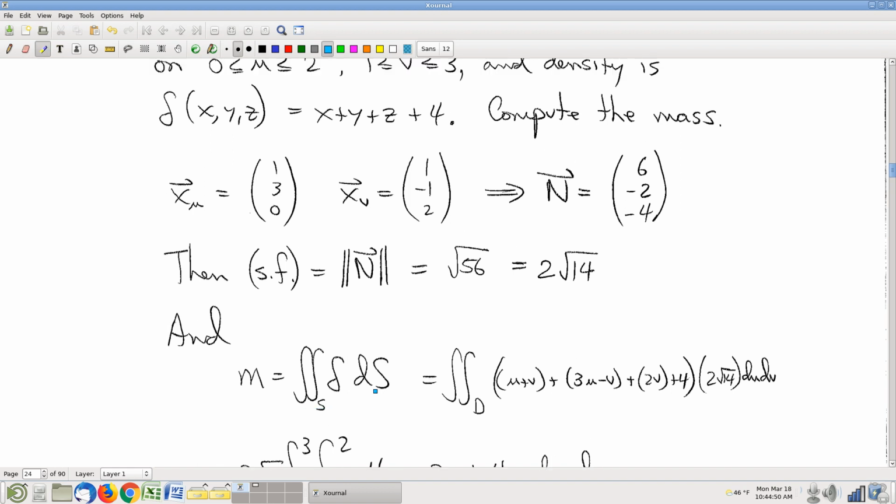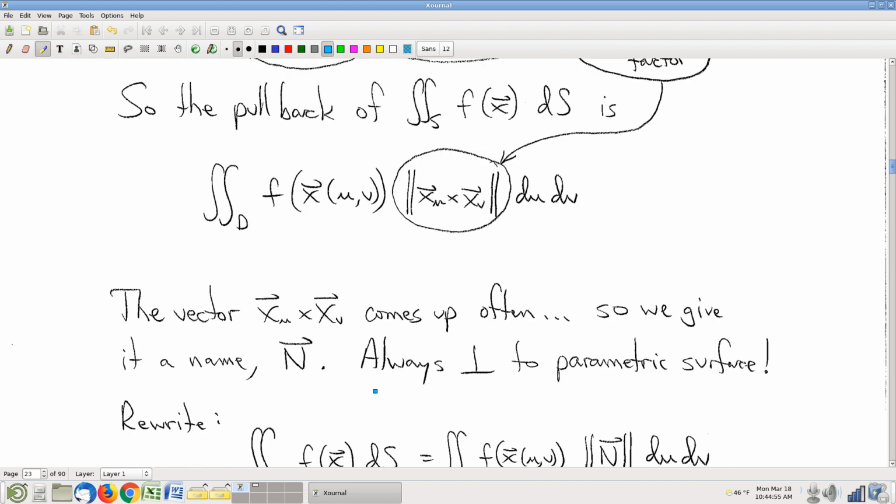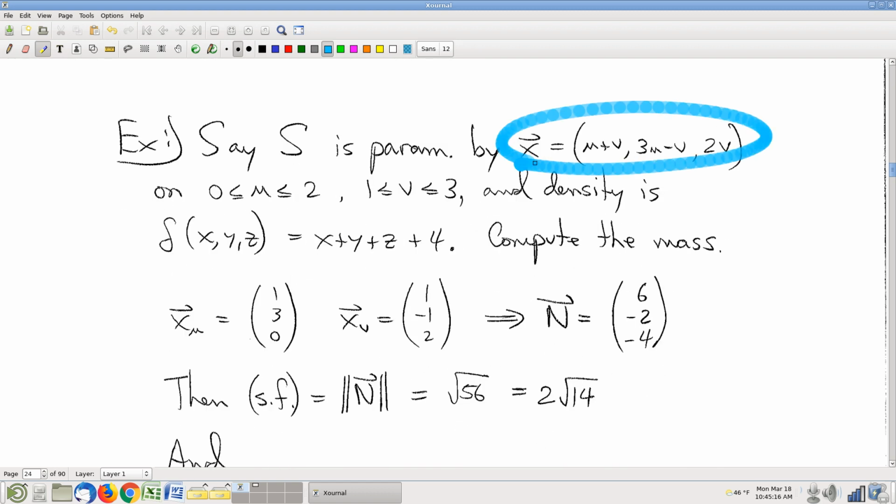Now, in order to be able to evaluate this surface integral, we know we're going to need this stretching factor. That stretching factor is the magnitude of our N. You can't compute N without computing these two partial derivatives, x_u and x_v. So computing them is the first step in the process. Notice that's the very first thing I did here. I took this parameterization x, and I'm taking the partial with respect to u, then the partial with respect to v. That's easy calculus, easy partial derivatives.